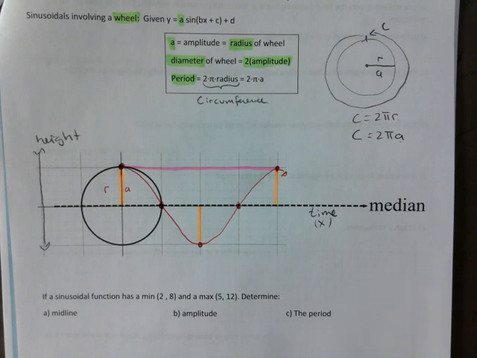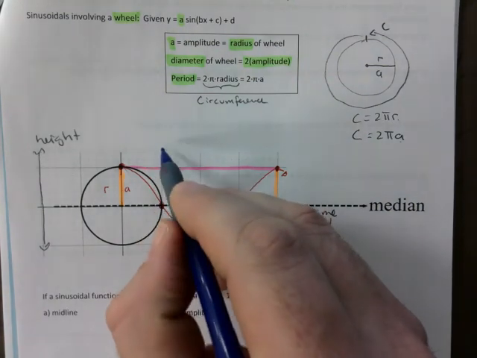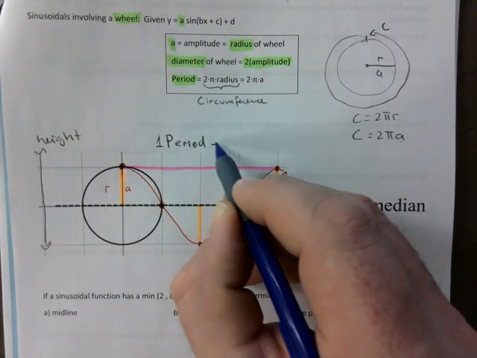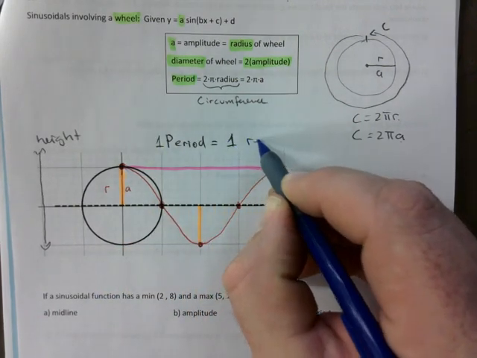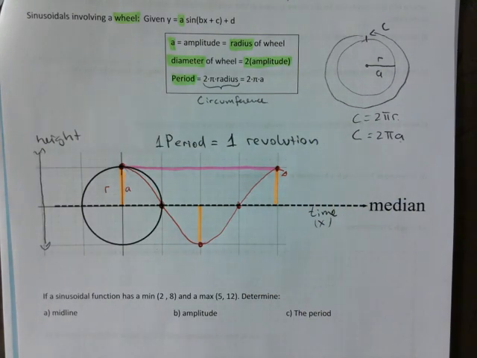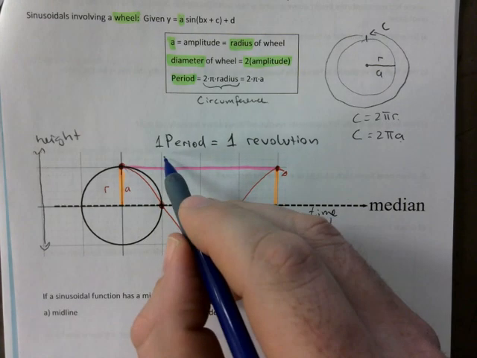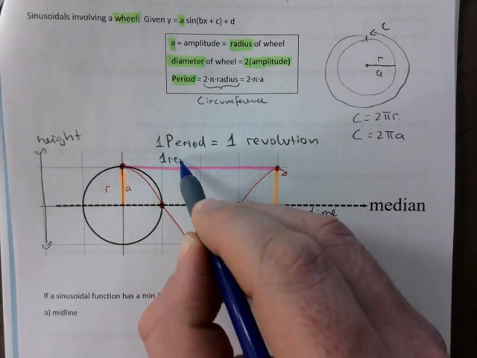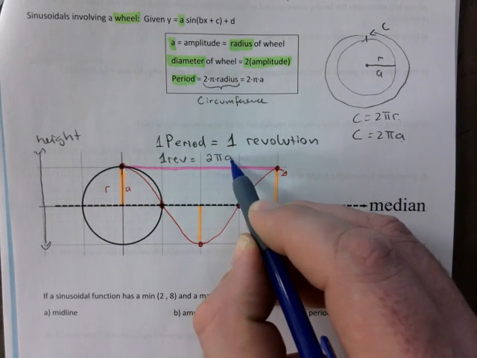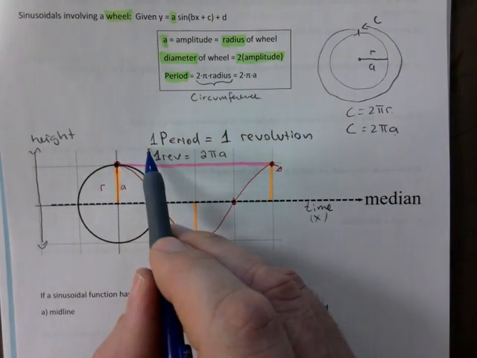So I want you to see the relationship between a period and a wheel and how they are related. We're talking about the same thing, it's just wheel and the sinusoidal in general. So period, one period is equal to one revolution. And I want you to know that one revolution would be 2 pi amplitude. Okay, remember that.